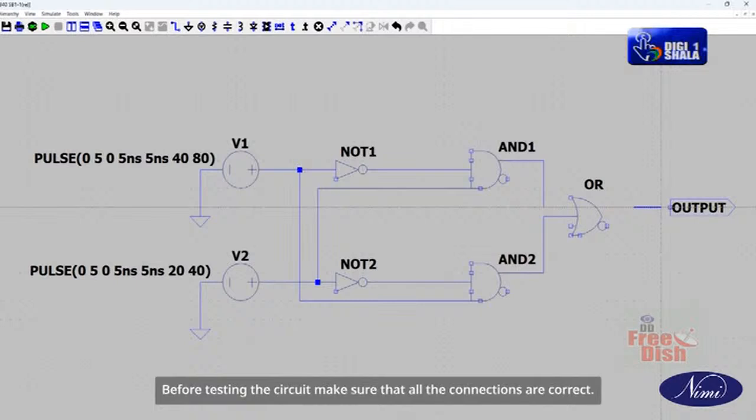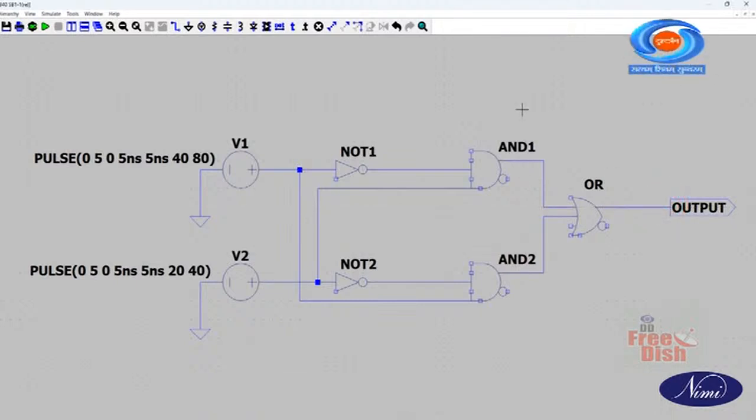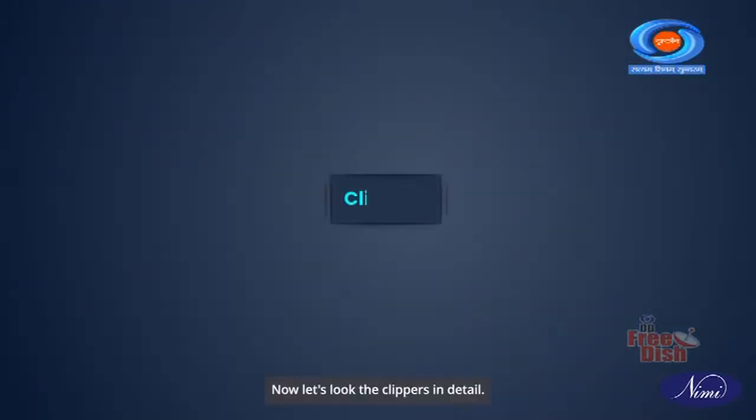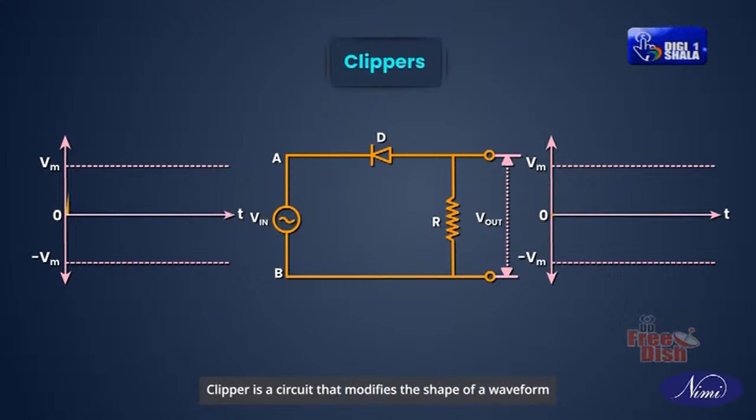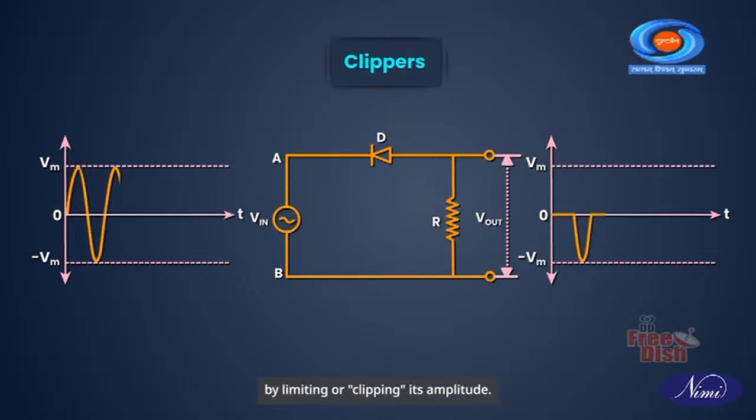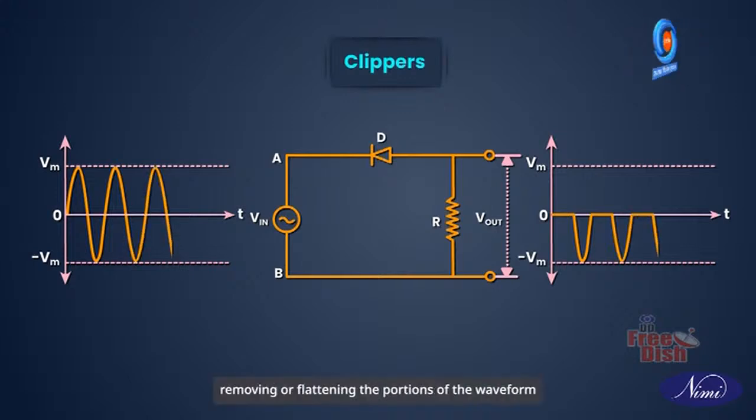Before testing the circuit, make sure that all the connections are correct. Now let's look at the clippers in detail. A clipper is a circuit that modifies the shape of a waveform by limiting or clipping its amplitude. The clipping process involves removing or flattening portions of the waveform.